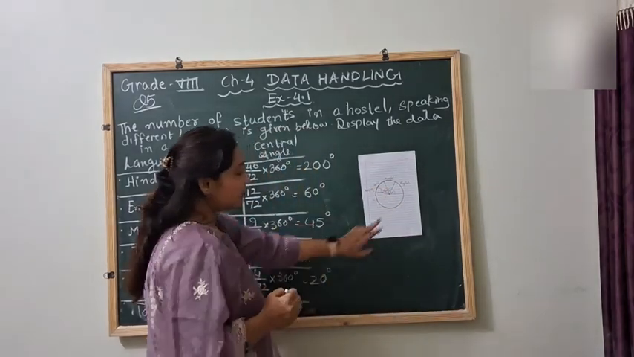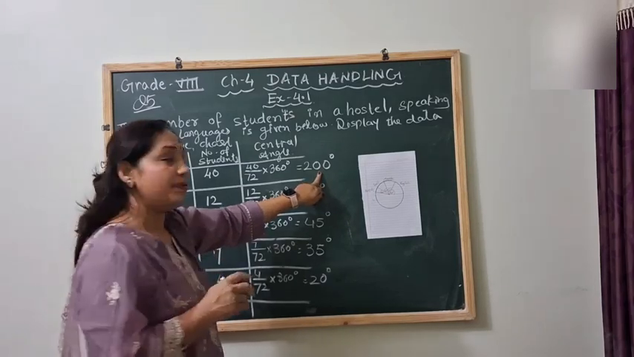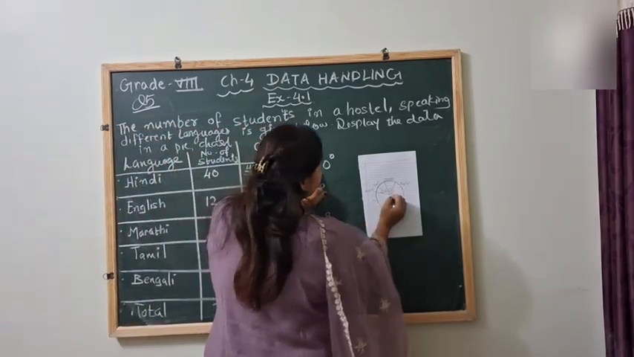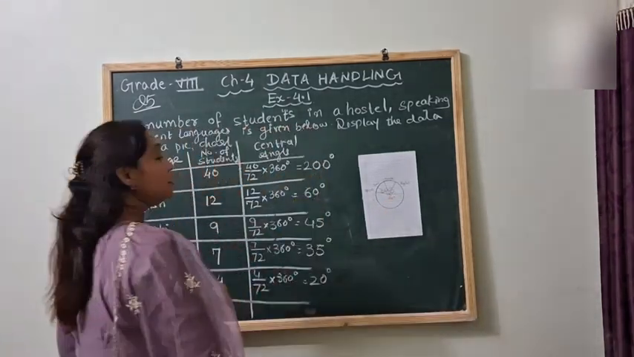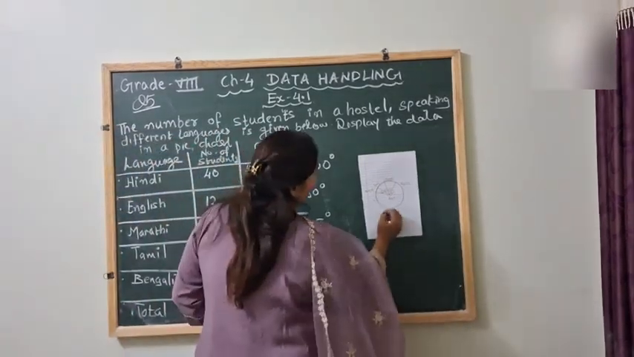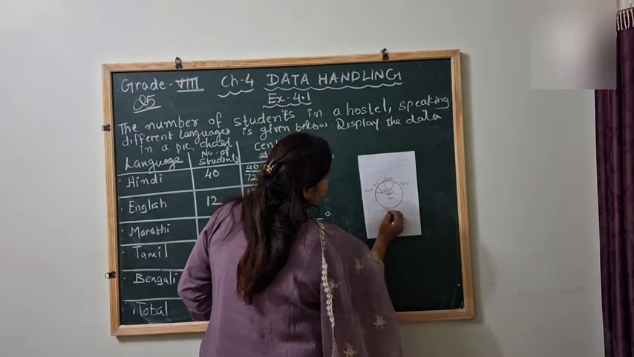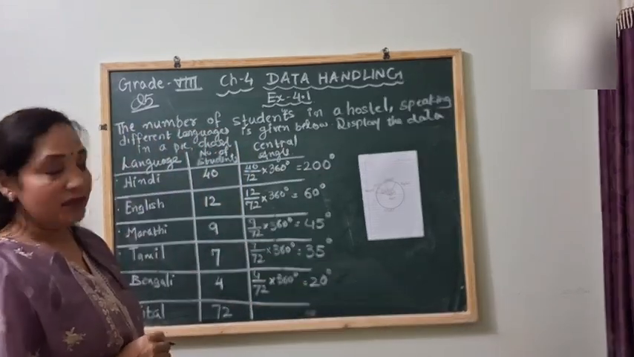Now you can see this big portion, that is 200 degrees. The remaining portion will now be 200 degrees. This is 200 degrees and this is representing which language? Hindi. Okay students, so here our pie chart is ready.